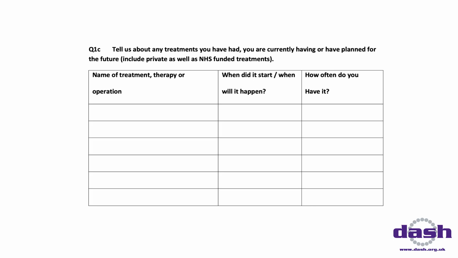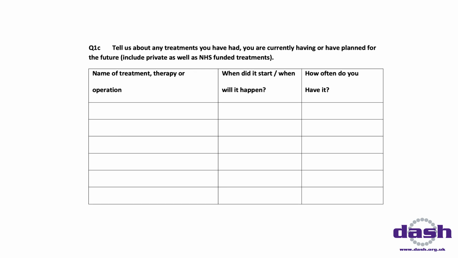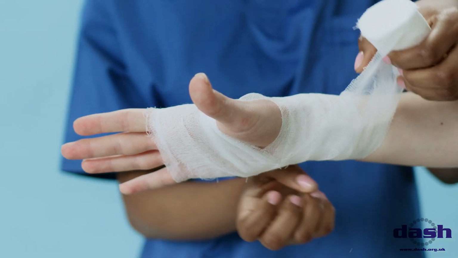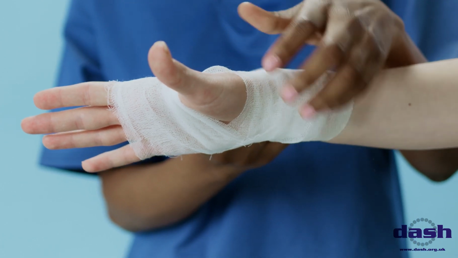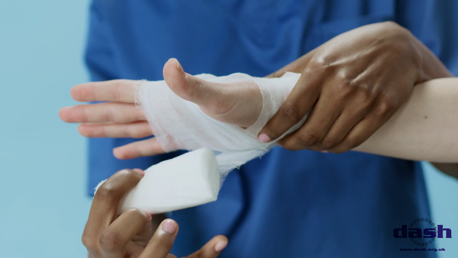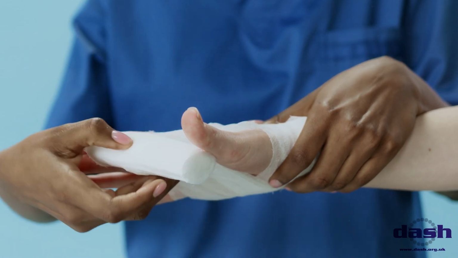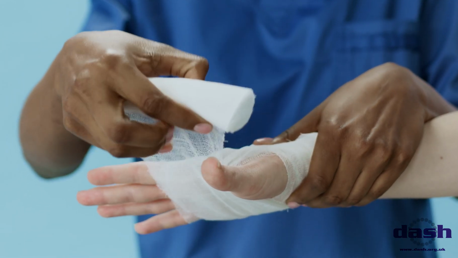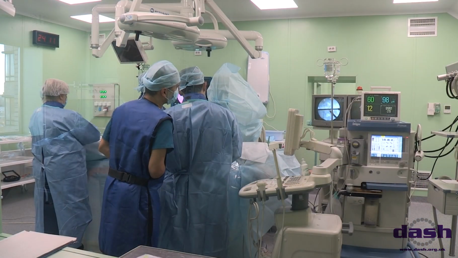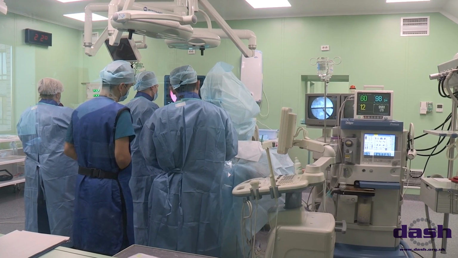Question 1c asks about any treatments you have had, you are currently having, or have planned for the future. Please use this section to list all of the treatments, therapies, or operations. When did they start? When will it happen? If it is a recurring treatment, therapy, or operation, how often do you have it? Use this question to your advantage and ensure that you include as much detail as you can.